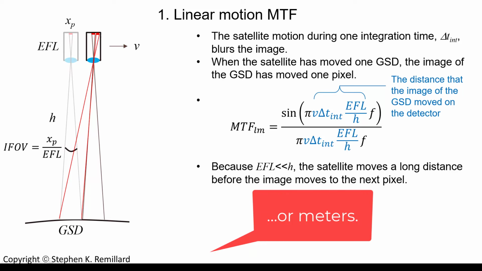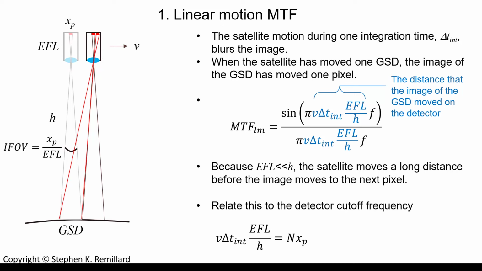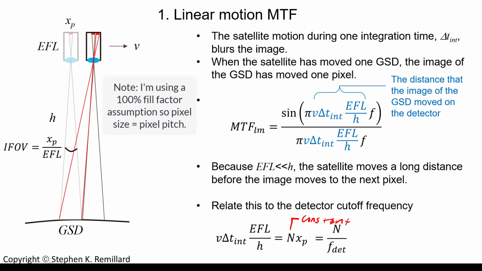Because sampling is actually the issue here, I want to rewrite the thing in blue in terms of the pixel size. So set V delta T EFL over H equal to some constant n times pixel size. And I want to talk about this constant. It becomes physically meaningful to us. What we have here when I say n times the pixel size is actually talking about n divided by the detector cutoff spatial frequency. So keep this expression and let's unpack what it means.